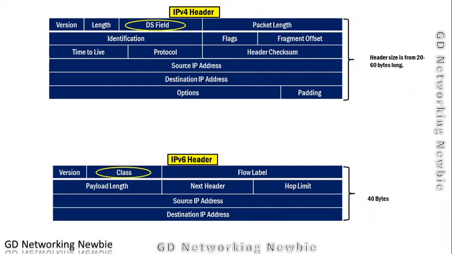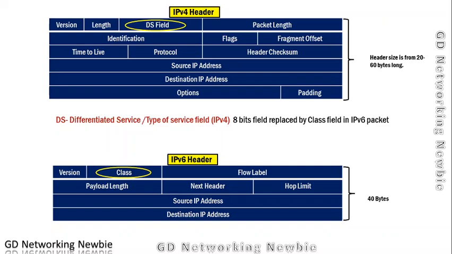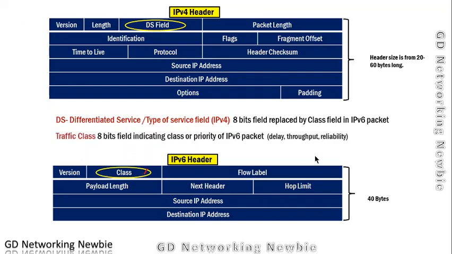And then we have the DS field. DS is differentiated service, and before that it was the type of service field. This is an 8-bit field, and it has been replaced by the class field in the IPv6 packet. You can see there we have a class field. Sometimes this is also referred to as traffic class. This is an 8-bit field, and it indicates the class or priority of IPv6 packets.